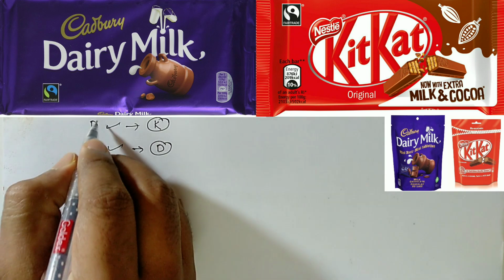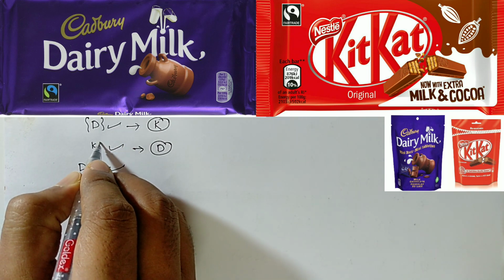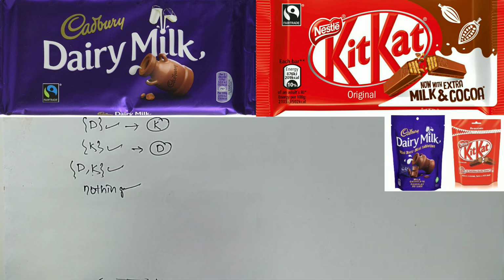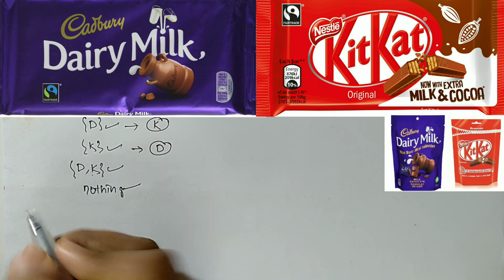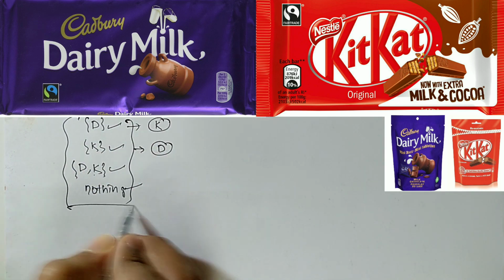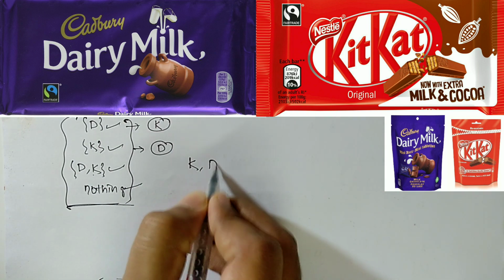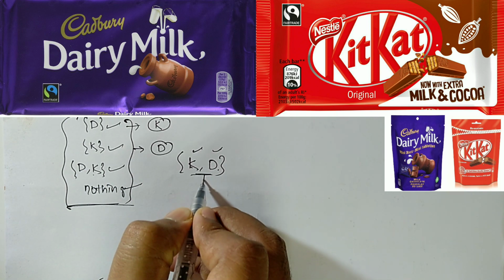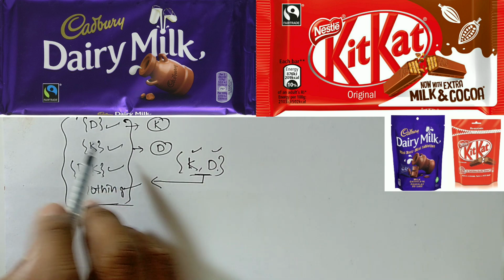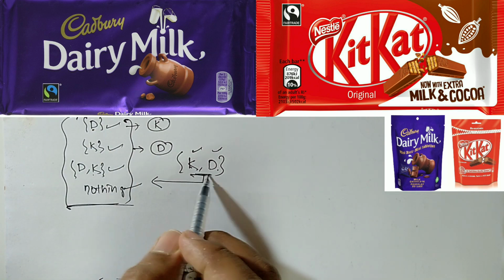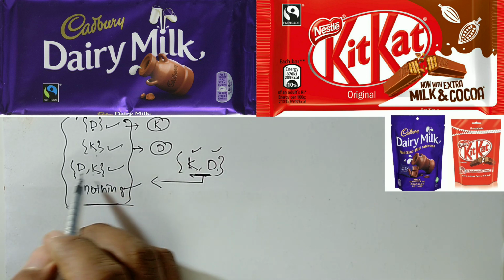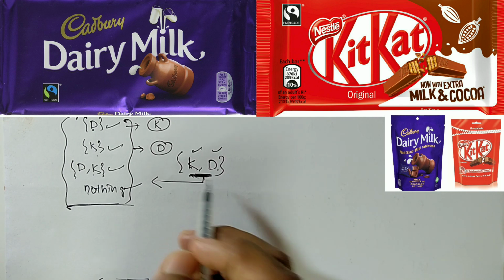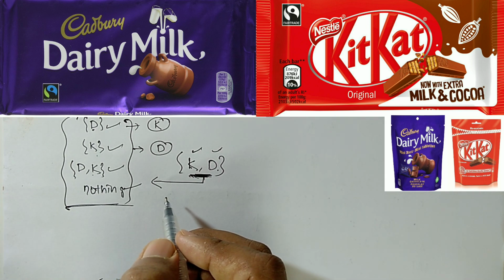So the first is I can eat only Dairy Milk, and the second is I can eat only the Kit Kat chocolate, or I can eat both the chocolates, or I will eat nothing. So these are the four subsets of the main set. It is the main set because there are two chocolates, Kit Kat and Dairy Milk. So for this set there are four possibilities, or four subsets, because D is a part of this set, K is a part of this set, both D and K together are a part of it, and nothing is also a part of this set. So this is the best example to understand the subset.